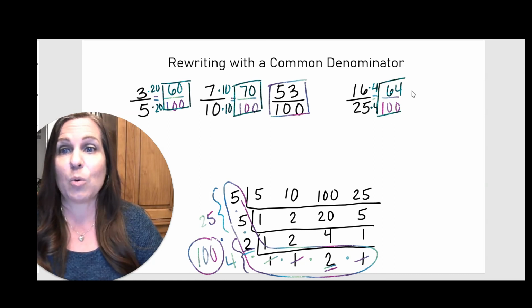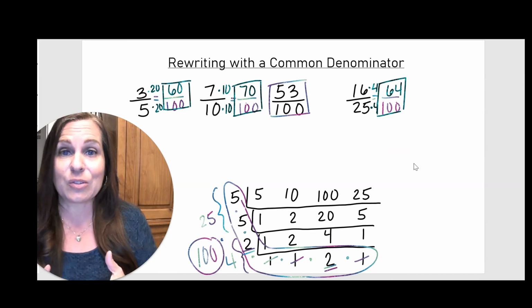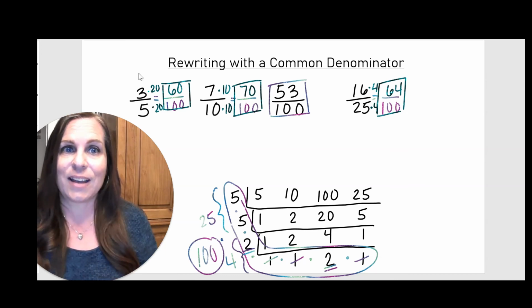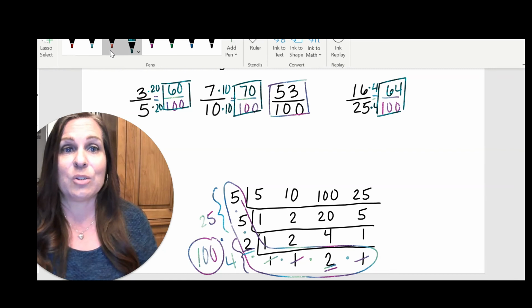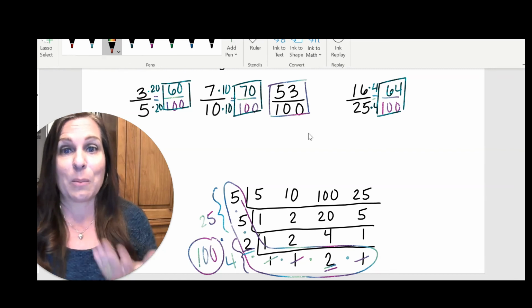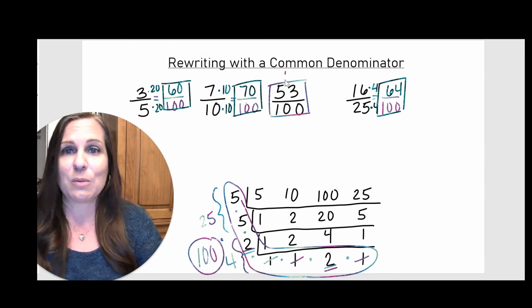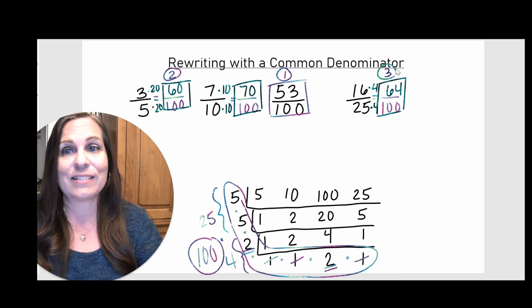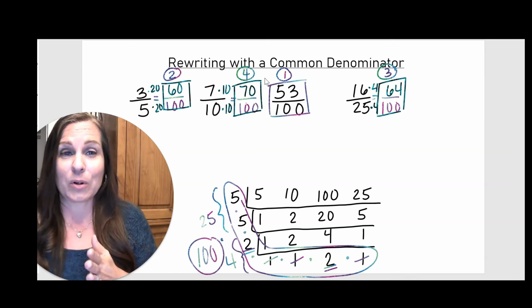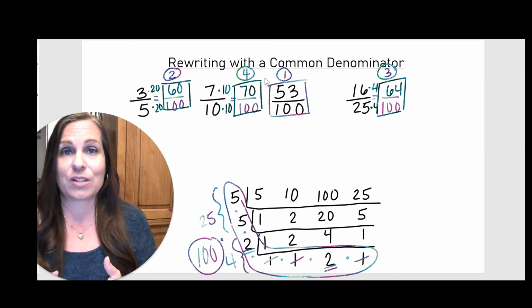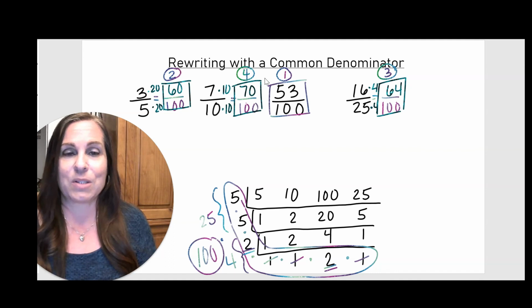So if the goal was to put these original fractions in order, I can do that now. All I have to do is look at the numerators and put those in order. So 53 is the smallest. Next in line would be 60, and then 64, and then 70. But when I write them in order, I want to write the original fractions, the ones that were given before I rewrote them with a common denominator.